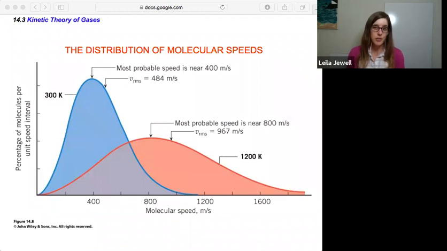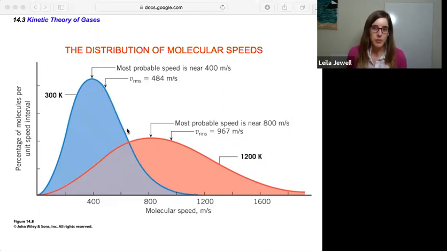So this is the distribution of molecular speeds. Still imagine those gas molecules flying around and how they all have different speeds. What we have plotted here is the percentage of molecules per unit speed interval. So the percentage of molecules traveling at a certain speed, and then on the horizontal scale, we have the molecular speed itself. So for the blue curve, we have that the highest percentage of the molecules are moving at this speed near 400 meters per second. That's known as the most probable speed. That's just because it has slightly higher percentage of molecules moving at that speed than any other.